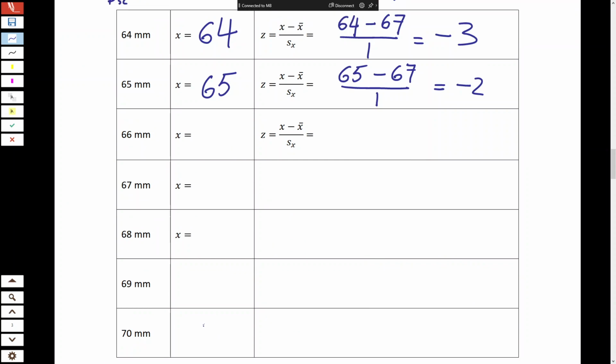Okay, I'll leave it to you to fill out the whole table. Let's just do the very last one. Okay, so the mean is 67, the standard deviation is 1. So if I pull out a tennis ball with a diameter of 70 millimeters, what's the value of x I'm going to use? 70.